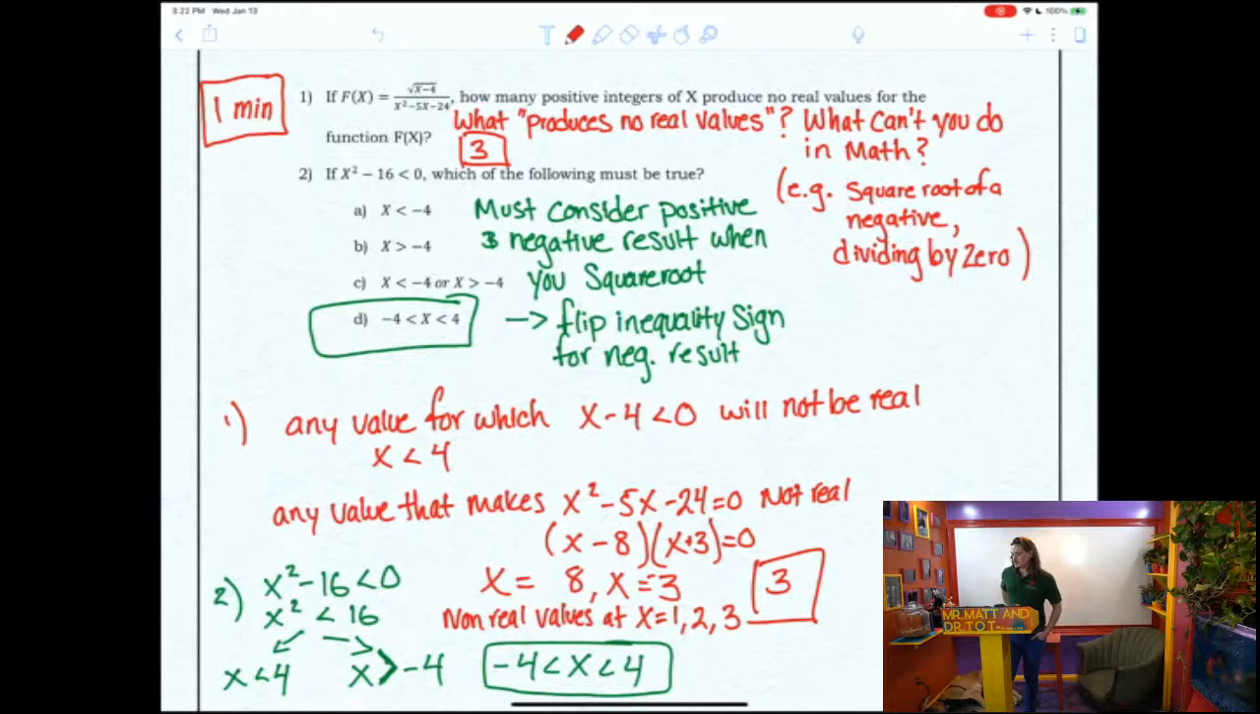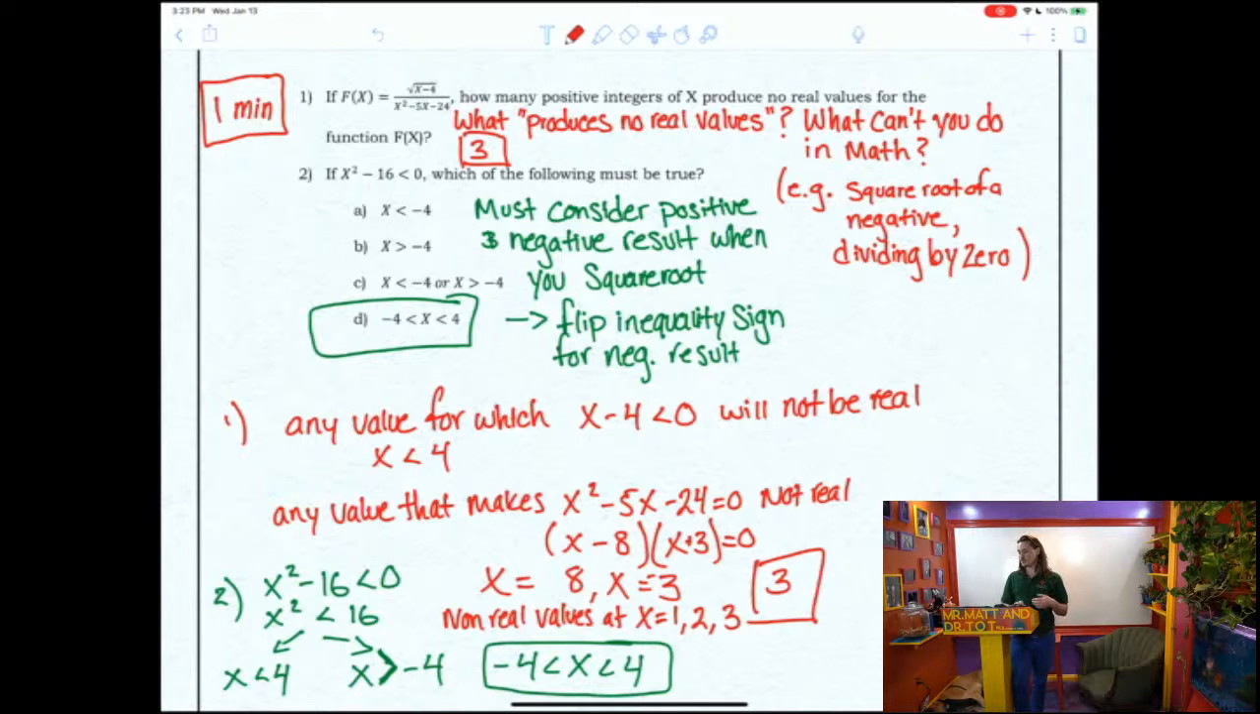For number 2, we need to solve this inequality, x squared minus 16 is less than 0. The tricky part here is that square. When we undo a square, we need to do the opposite operation, which is square rooting. But when we square root both sides of an equation, we have to consider the negative and the positive result, because there's a mathematical phenomenon that occurs when squaring. Raising any number to an even exponent will always eliminate the negativity. So when you do the opposite operation, you have to take that into consideration.